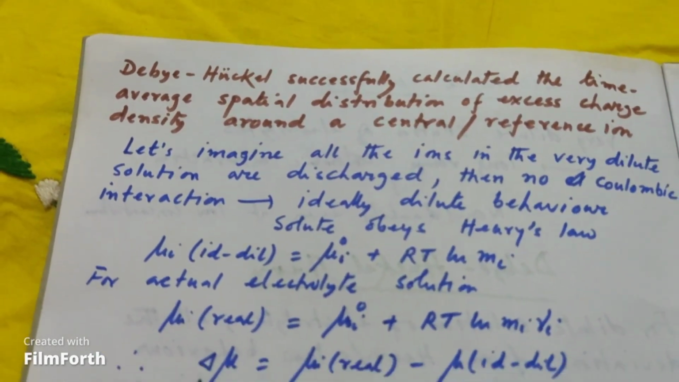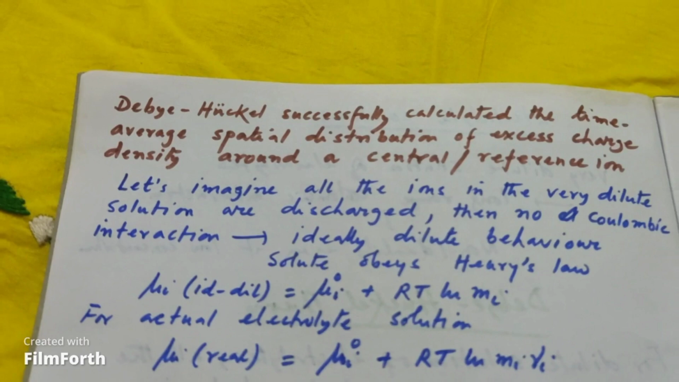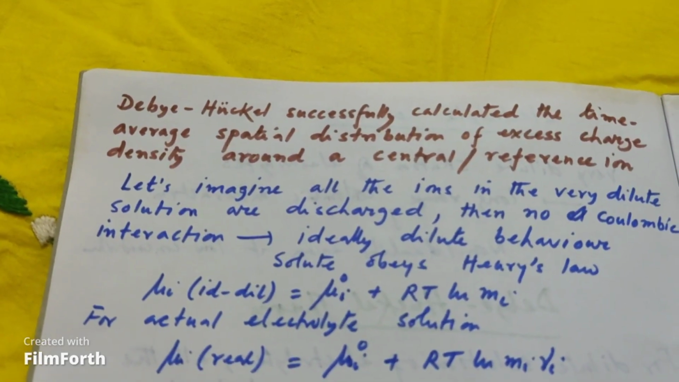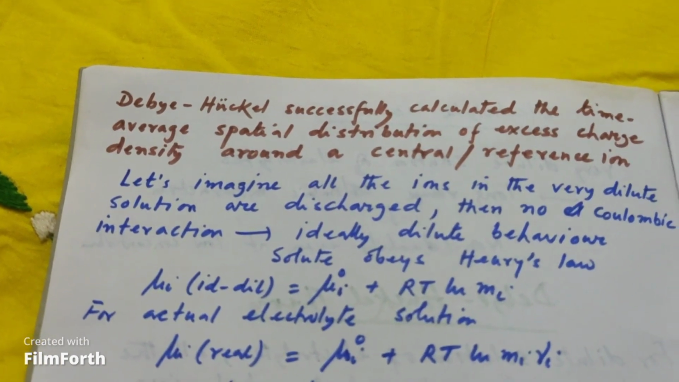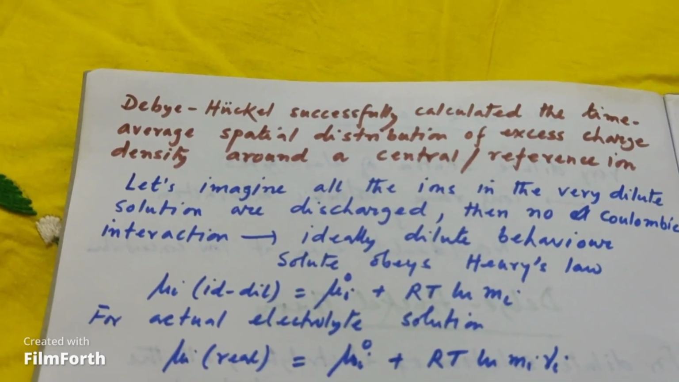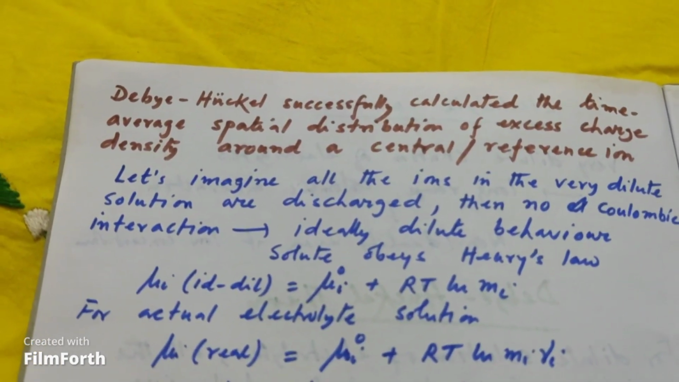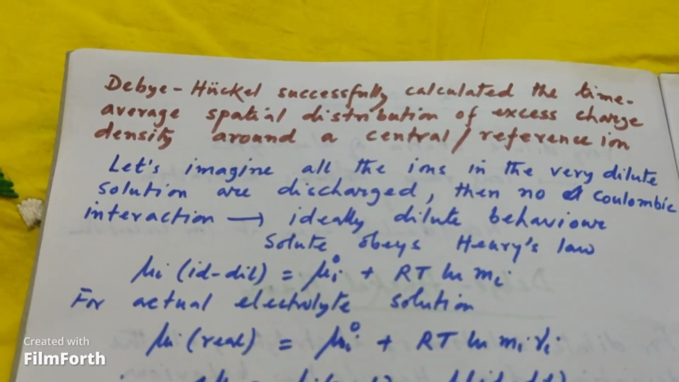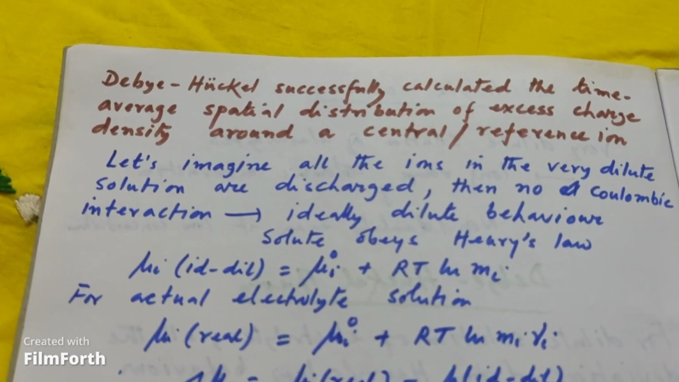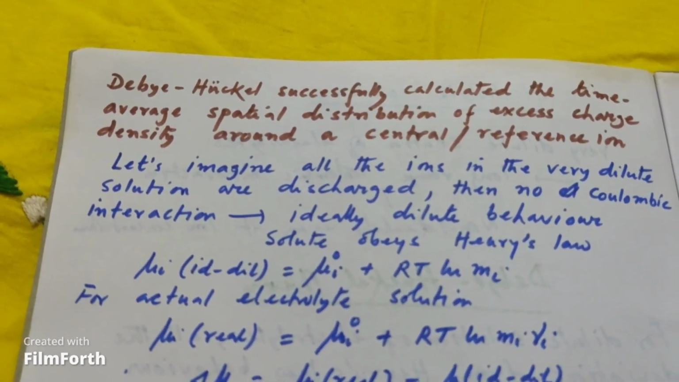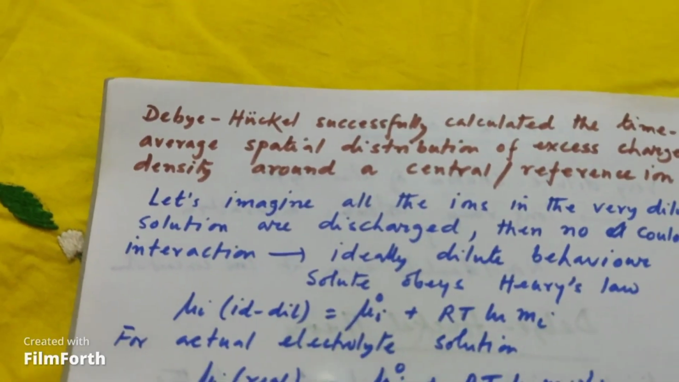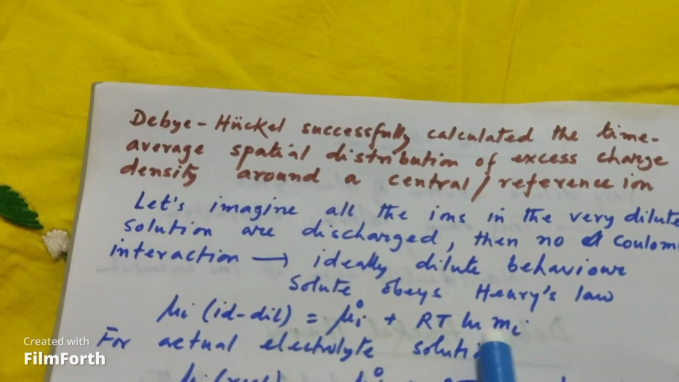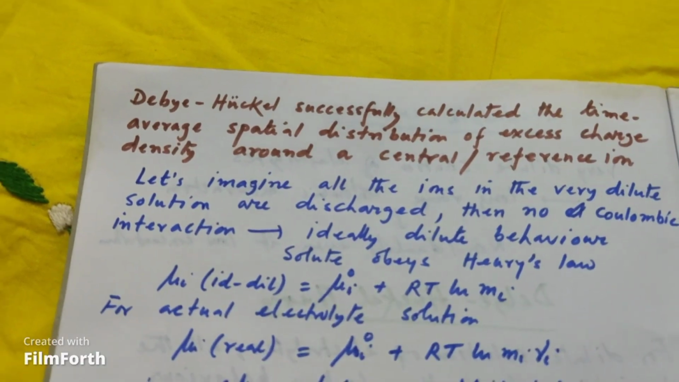So let's imagine all the ions in a very dilute solution are discharged. That means if the electrolyte solution is assumed to be neutral, then there is no Coulombic interaction, and it shows ideally dilute behavior. We know in an ideally dilute solution, the solutes obey Henry's law, and we can write mu_i ideally dilute is mu_i0 plus RT ln M_i. We have already mentioned it.